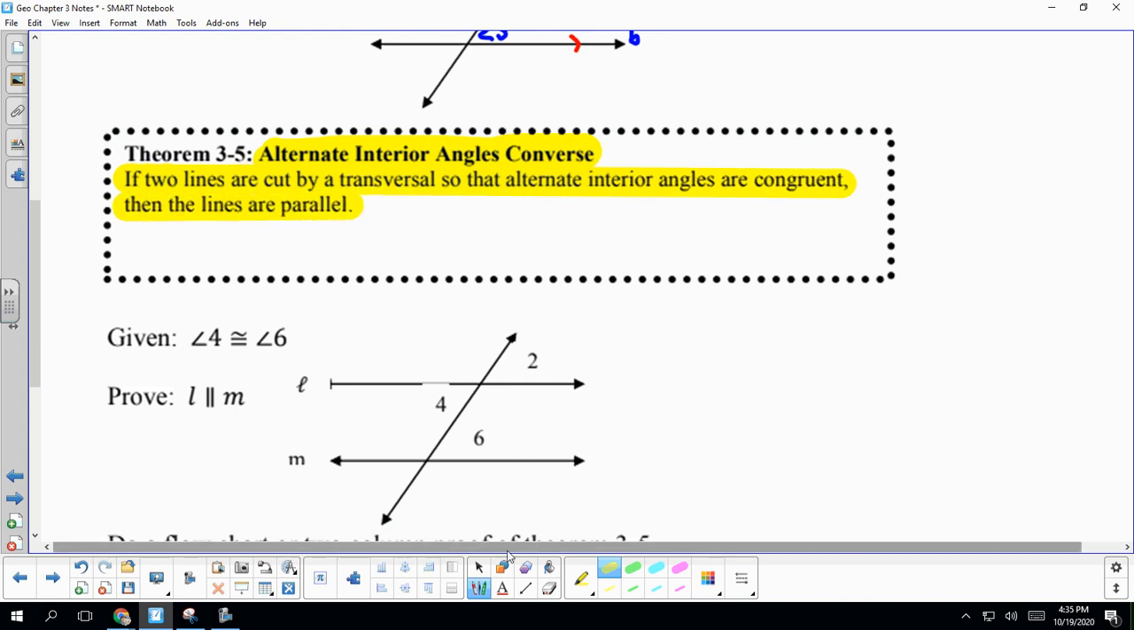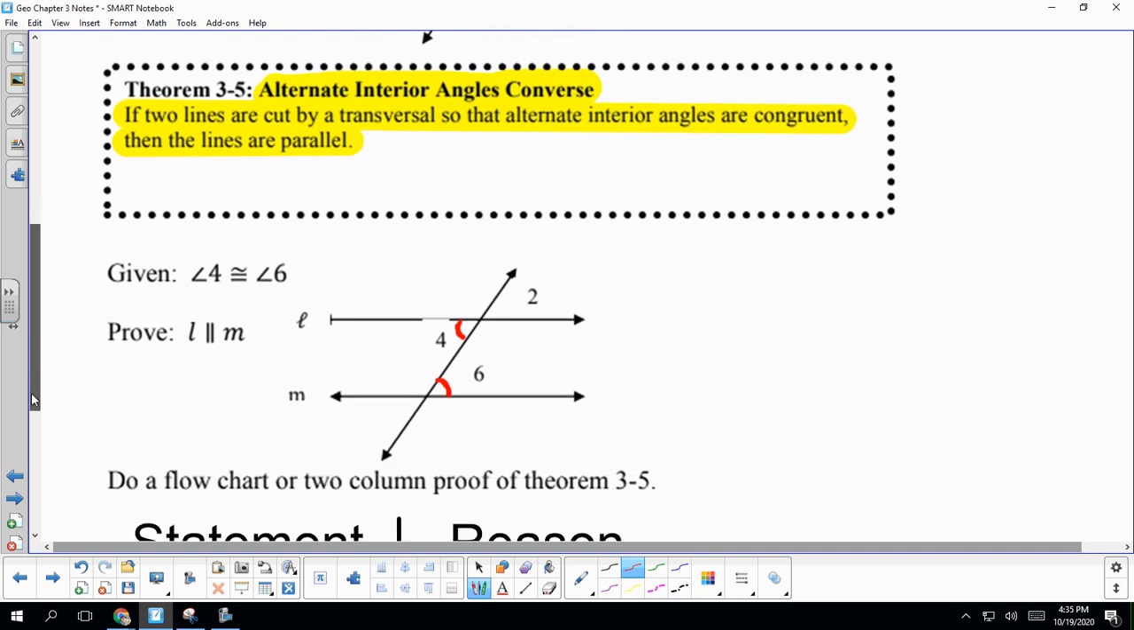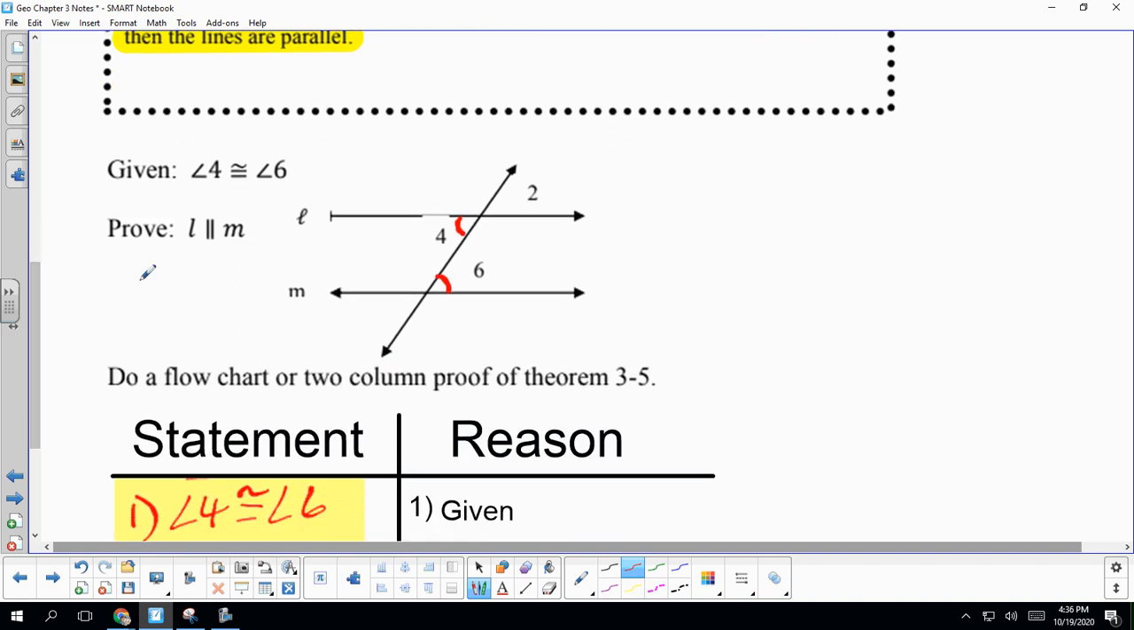Let's take a peek in case you forgot what alternate interior angles are. Angle 4 and angle 6 are alternate interior angles. They're interior, so they're the hamburger meat. And alternate means one's on the left and one's on the right-hand side. So we're going to actually prove this just for fun, because we like to prove stuff. We are given angle 4 is congruent to angle 6.